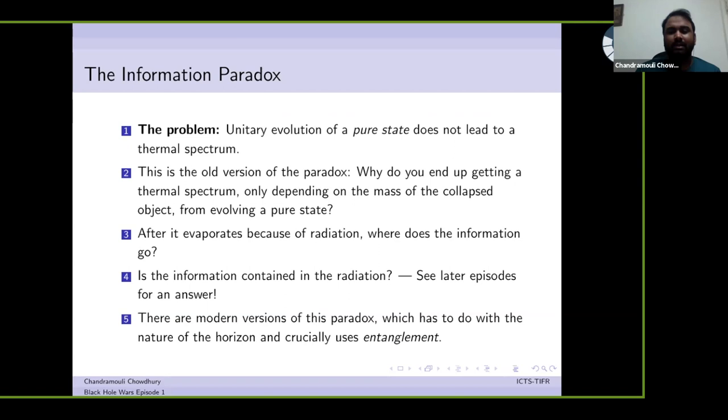So these are a few reasons why it's called a paradox. And of course, like I said, there are more modern versions of the same question. But these are the basic reasons, at least in this particular slide, which I will get to. Did that answer your question? Yeah, I see. Okay.